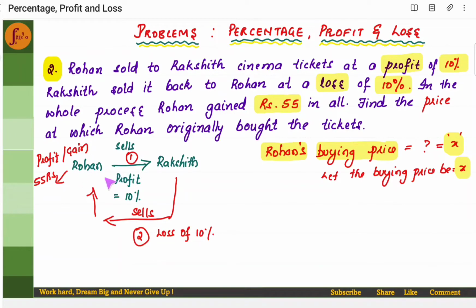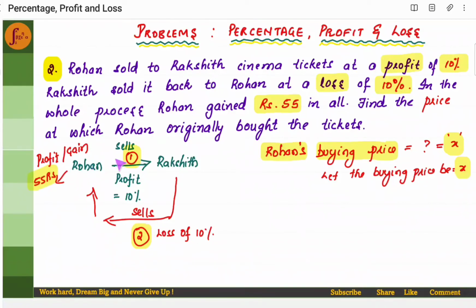Now in this entire process, Rohan makes a 10% profit in the first transaction. In the second transaction, he is buying the tickets again, and Rakshith is incurring a loss. In the first transaction we'll find out the profit, and in the second transaction also we'll find the profit. The total profit that he makes is 55 rupees.